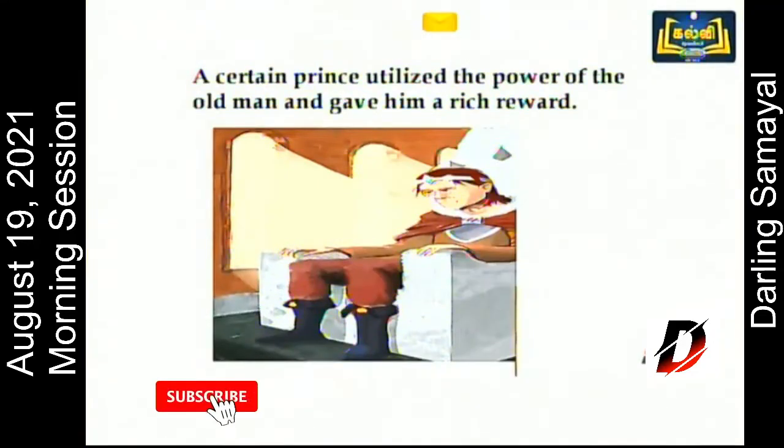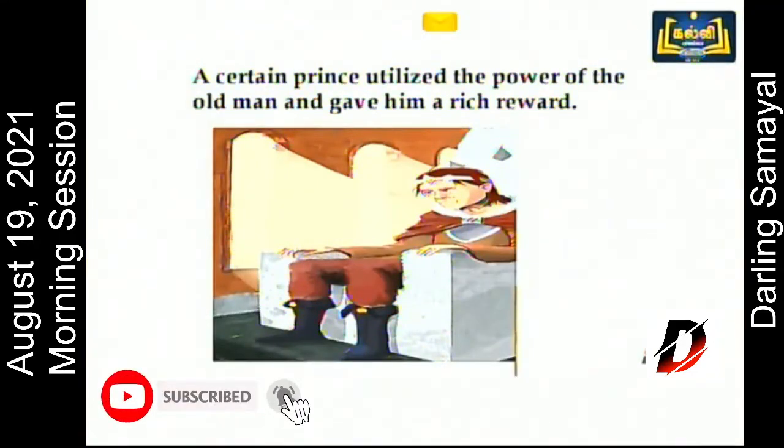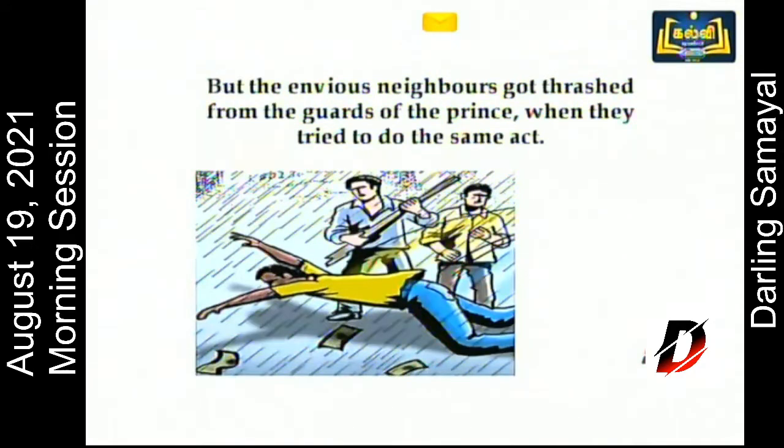A certain princess utilized the power of the old man and gave him a rich reward. Hearing this news, the prince gave him a reward. But the envious neighbors got thrashed by the prince's guards when they tried to do the same act.